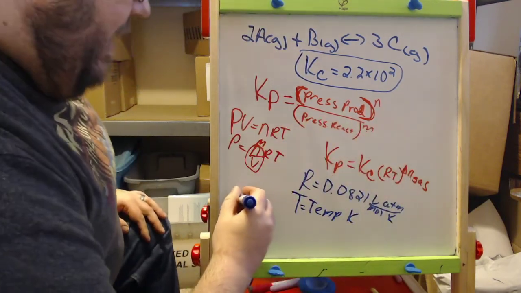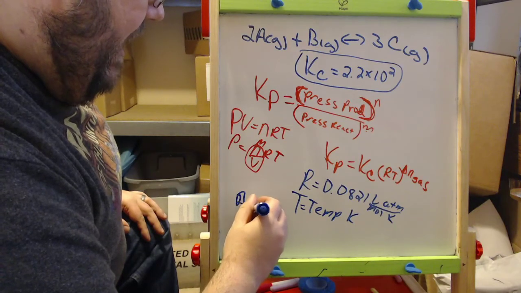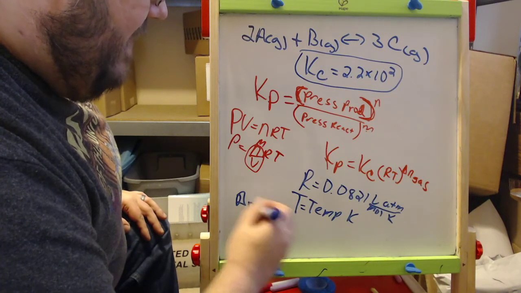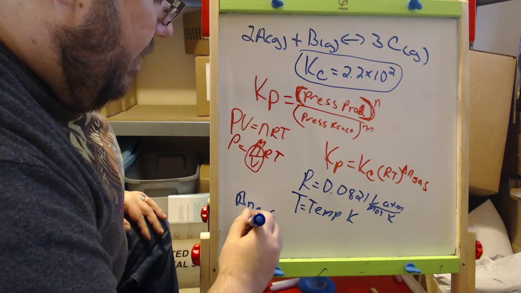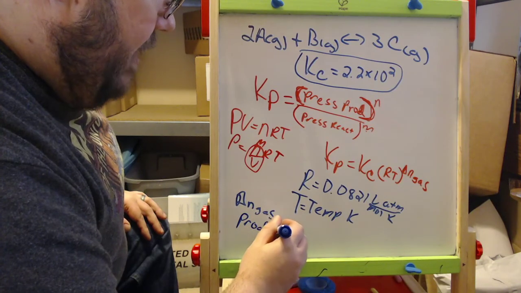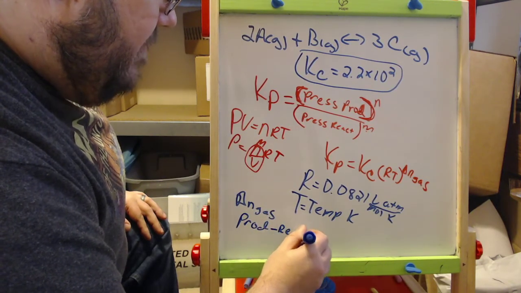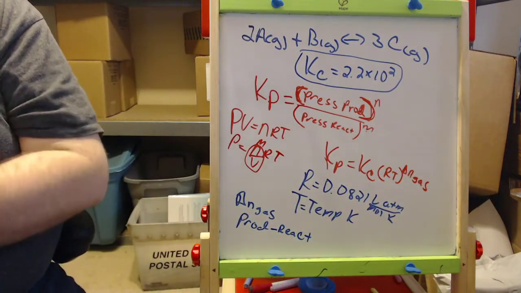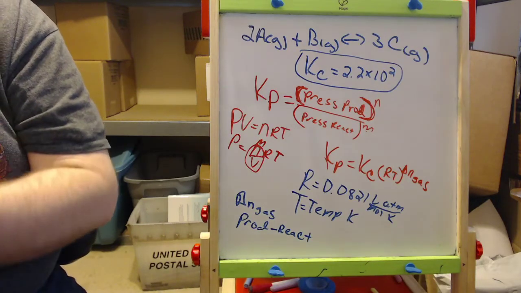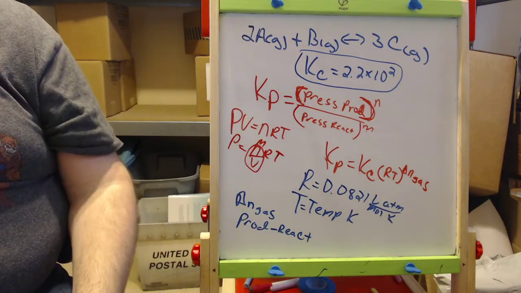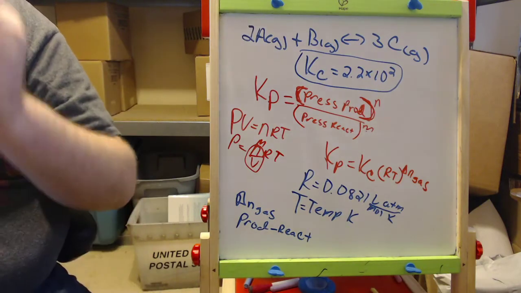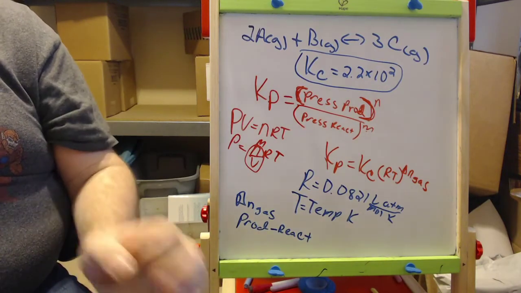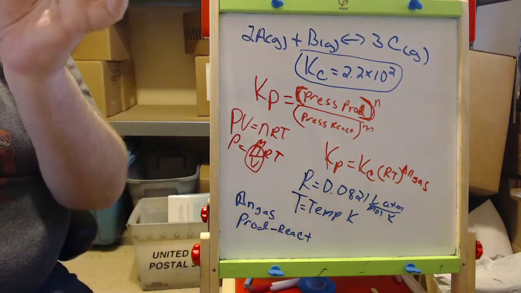And then our delta n. Our delta n gas is the difference in the moles of gas. Moles of gas. I don't know how many times I'm going to say it. Moles of gas, products minus reactants. What is the change in the moles of gas? Products minus the reactants. The moles of gaseous products, not all the products, just the gaseous products. Moles of gaseous products minus the moles of gaseous, only gaseous reactants.